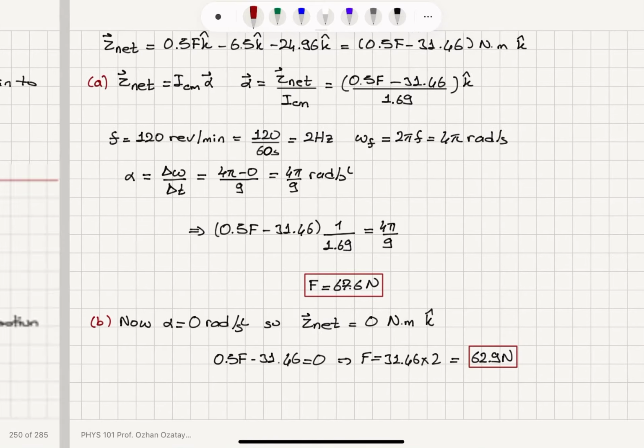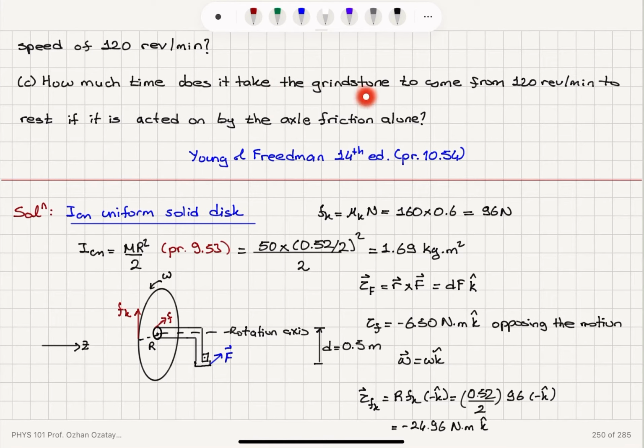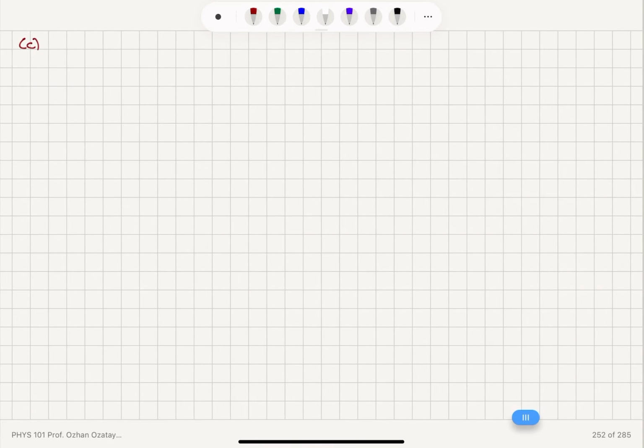is asking, how much time does it take the grindstone to come from 120 revolutions per minute to rest if it is acted on by the axial friction alone? Now the force is 0. The force is 0 newtons, and we have no kinetic friction. We're not applying a normal force. Then we have only the net torque, which is equal to minus 6.5 k hat, which must be equal to I center of mass times alpha.